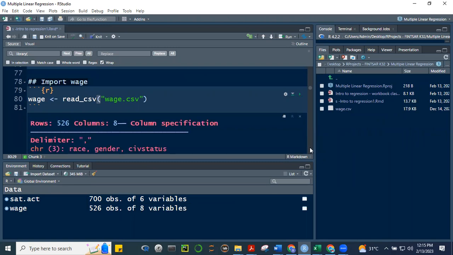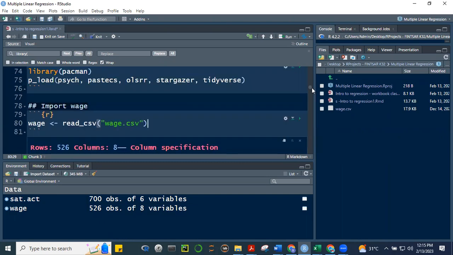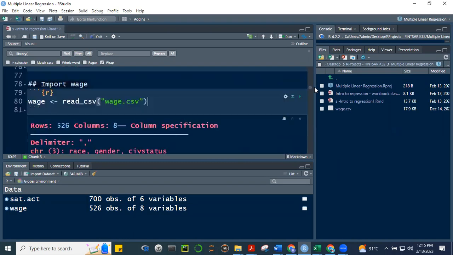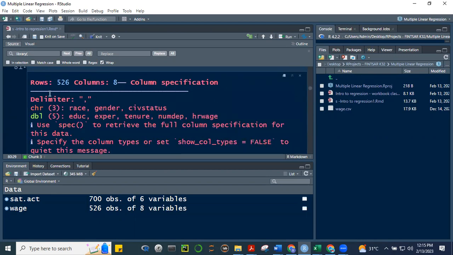Alright. May mga notes siya dito. Okay, may sinasabi siya na 526 rows. Nag-default siya na ang delimiter nito ay comma.